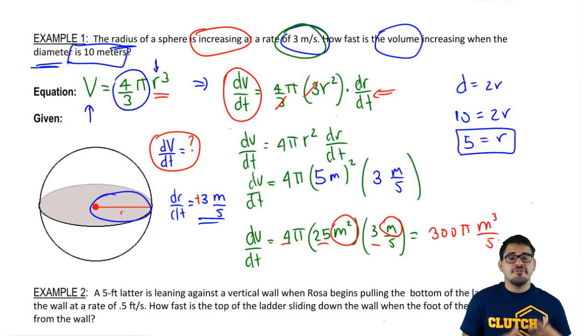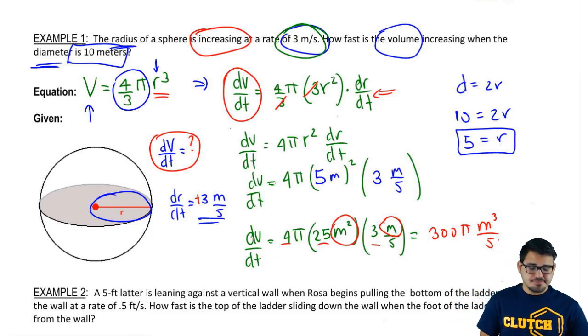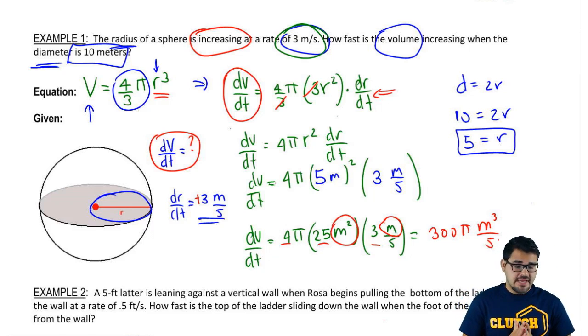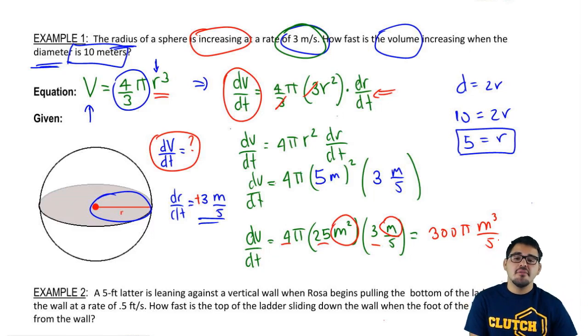So there's a few things we got to talk about with our answer. Our related rate answer. So here we have 300 pi meters cubed per second. So here's the idea. We have meters cubed per second, right? So we know that volume, our answers are always actually going to be cubed, right? Because we have 3 dimensions when it comes to volume, right?